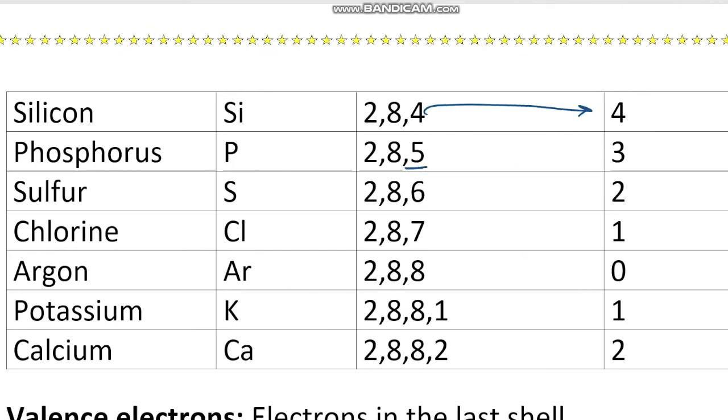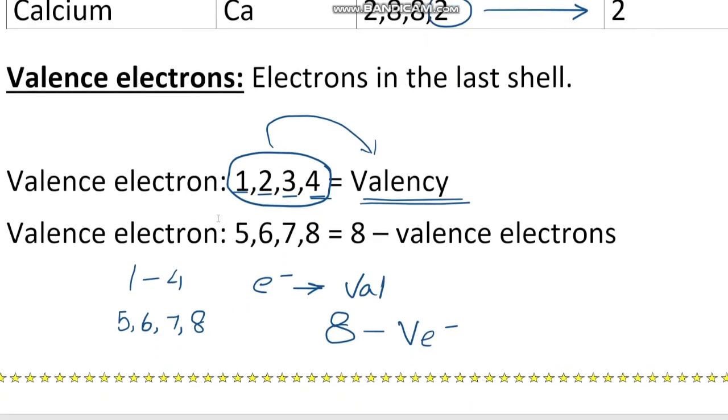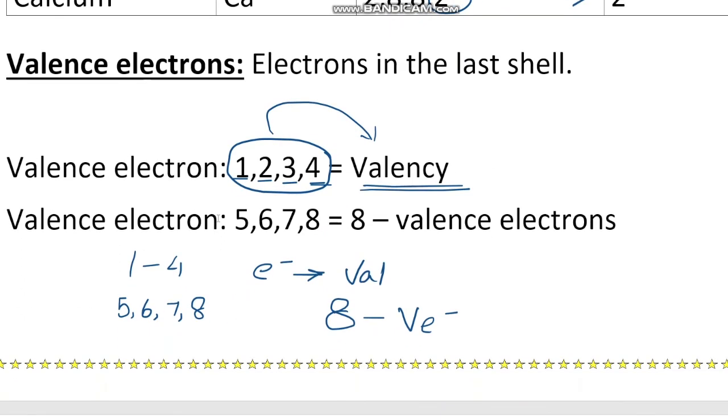After 4, what is it? 8 minus 5 equals 3. 8 minus 6 equals 2. 8 minus 7 equals 1. 8 minus 8 equals 0. 1 as it is, 2 as it is. So the very simple thing we need to understand here is, if the valence electrons are from 1 to 4, then the valency is the number of valence electrons. But if the valence electrons are more than 4, that is 5, 6, 7, 8, the rule is 8 minus valence electrons.